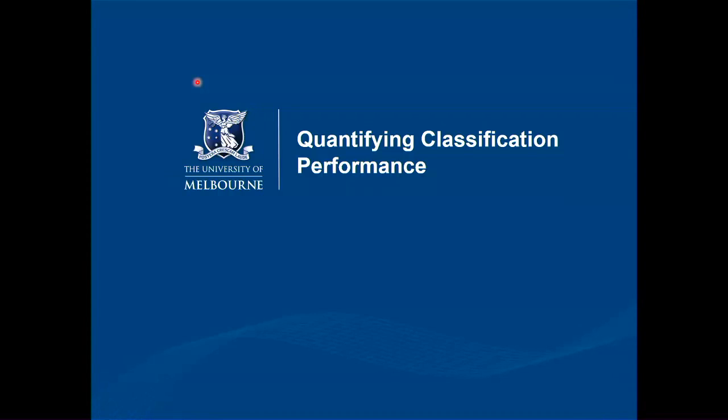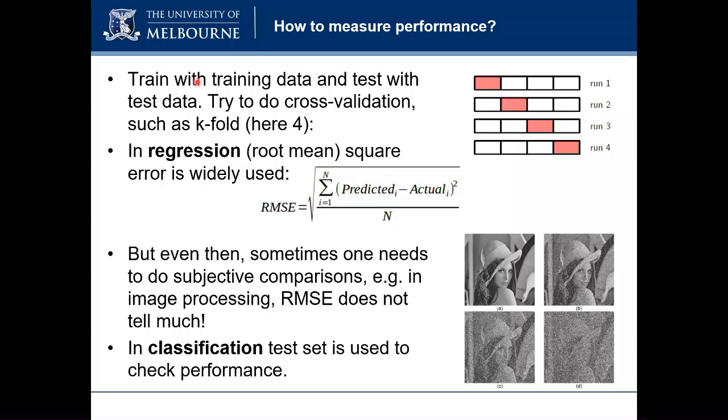All right, so quantifying classification performance, this is a lot of common sense stuff. How do we measure the performance when we do the training and test set, or when we do the cross-validation? In regression, you just look at the error, right? It could be the mean square error, absolute error, or root mean square error. They're almost the same story, right?